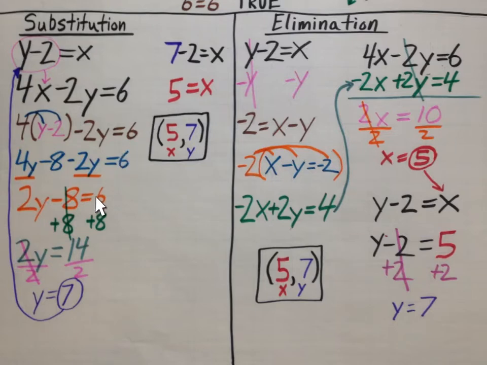Leave everything on this side. Then I'm going to add the 8 over. That cancels. It's 14. And I divide both sides by 2. So I get y is 7. Alright. And then I take that 7, I go plug it into either of these originals.